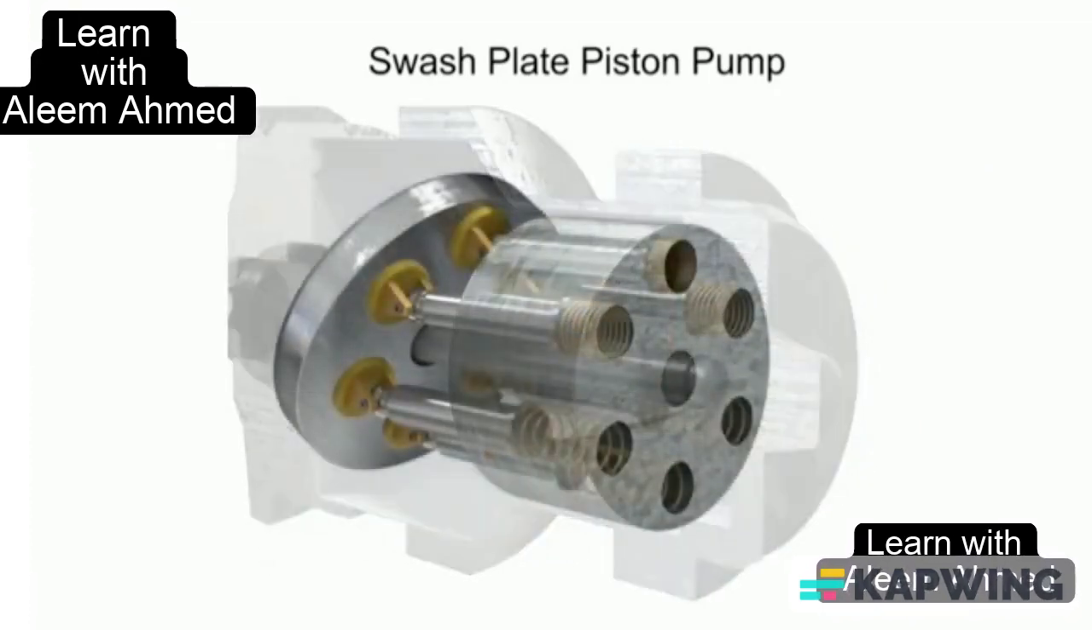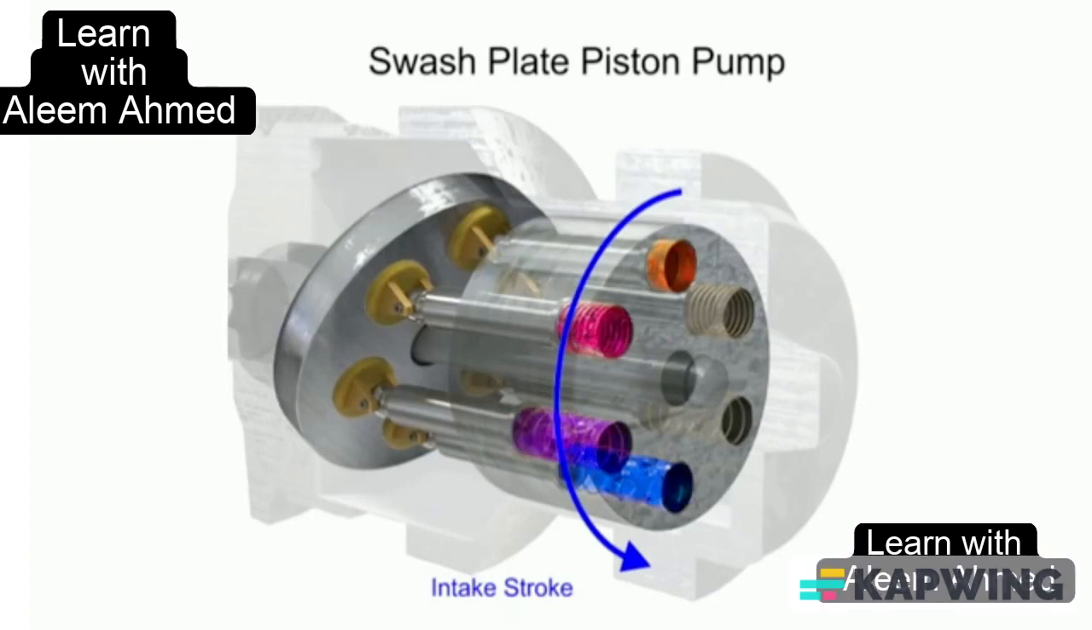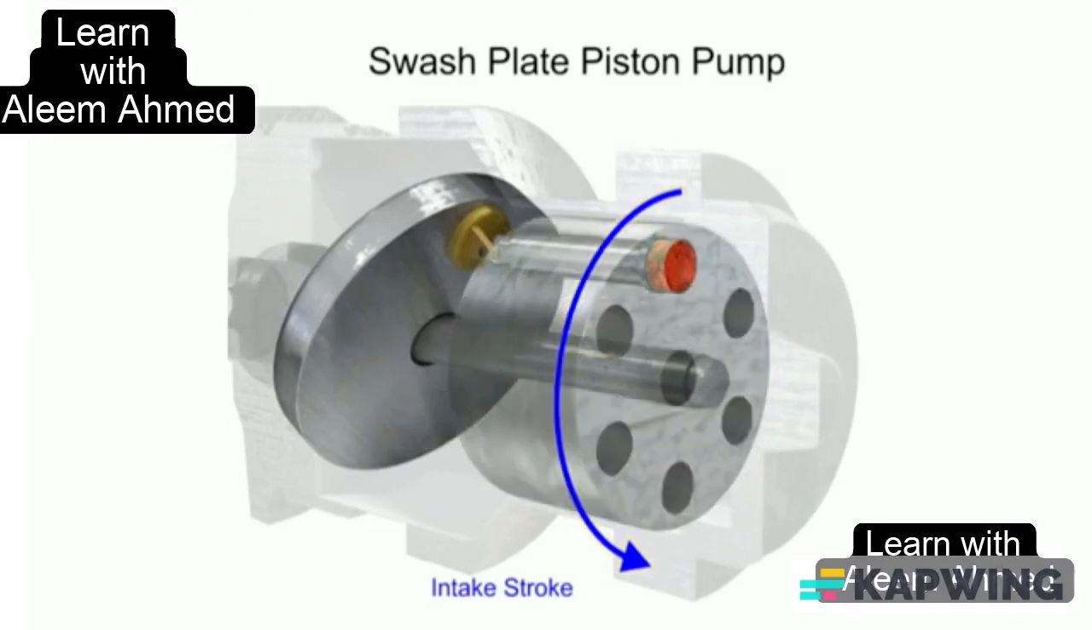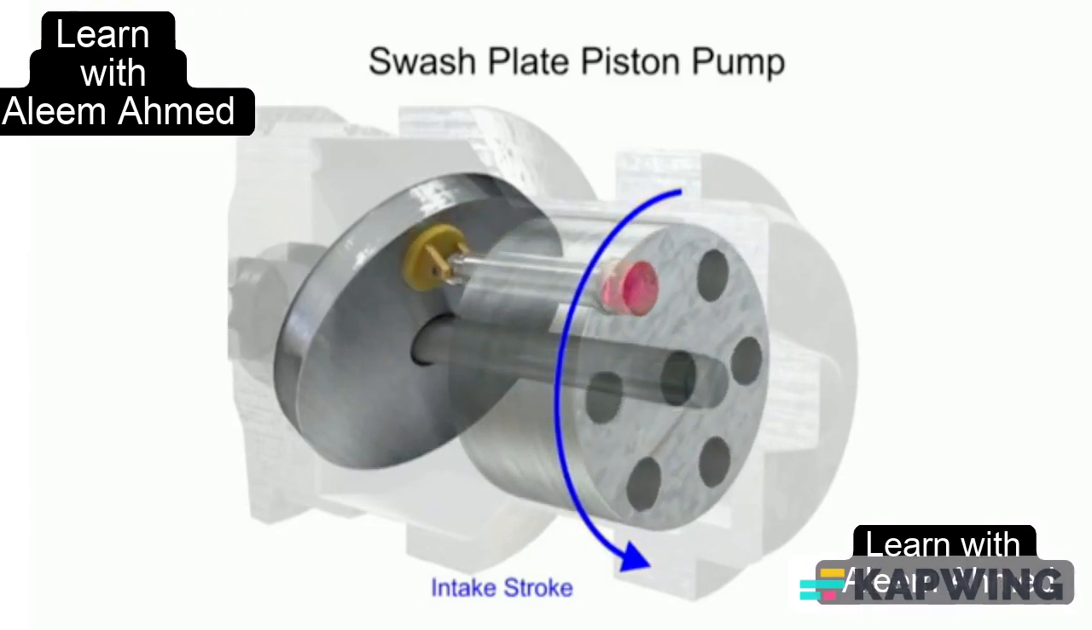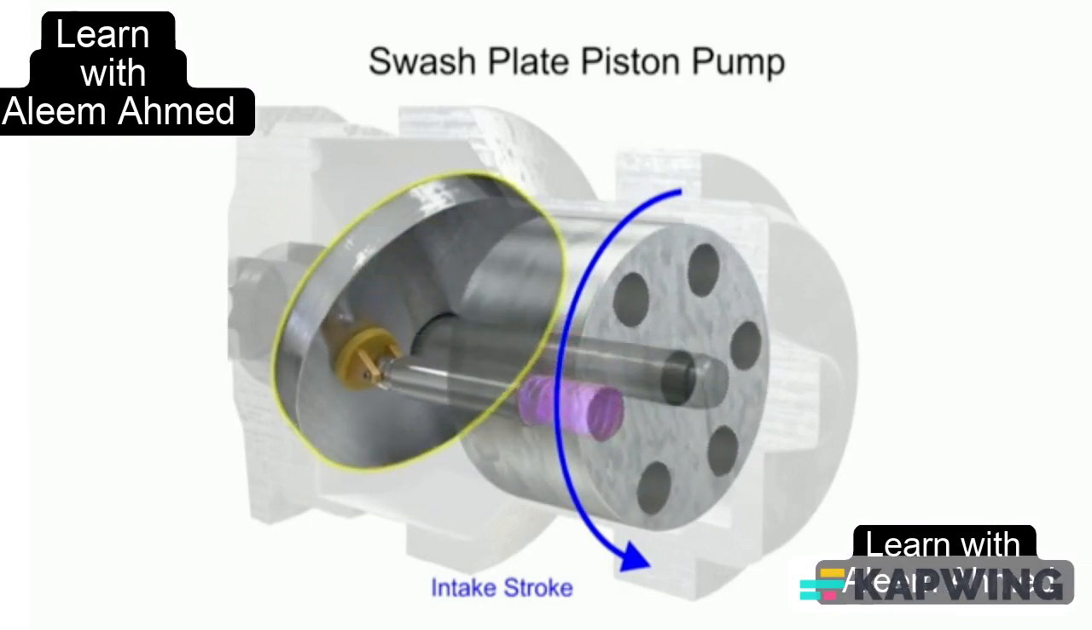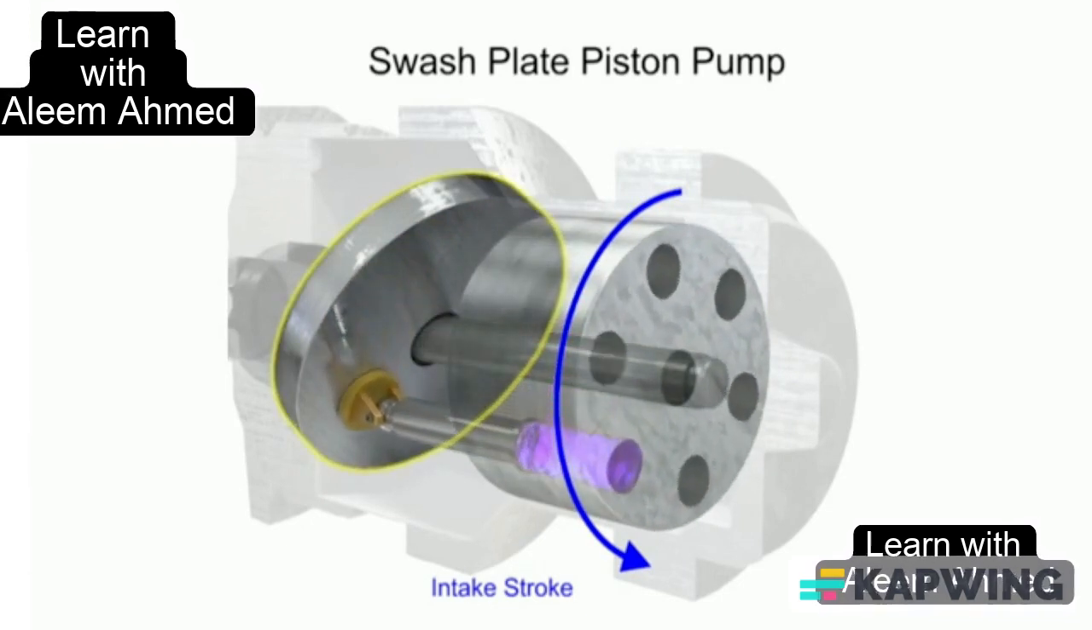The pistons create a vacuum that forces fluid in during half a revolution and expels fluid during the other half. On the intake stroke, a spring ensures the pistons pull back and maintain contact with the swash plate, causing fluid to fill the empty cavity left behind.